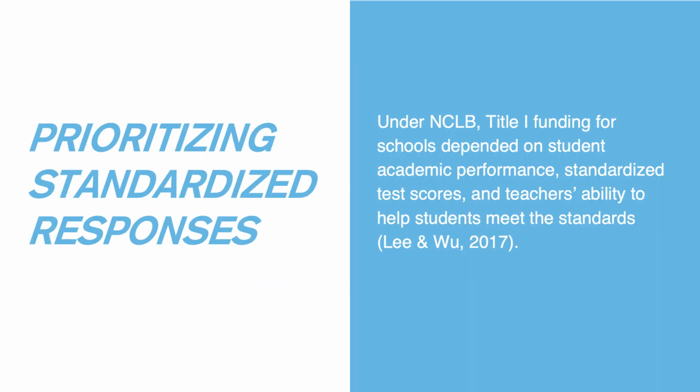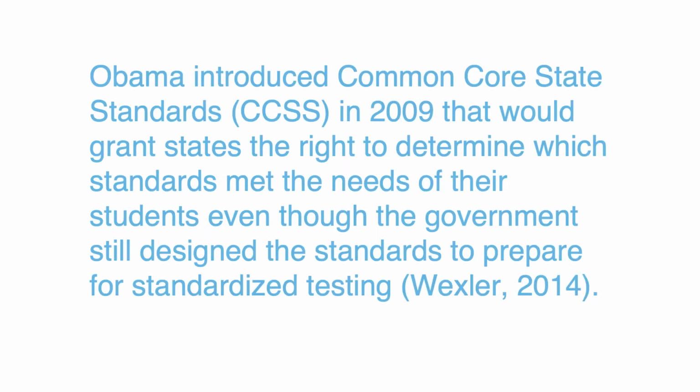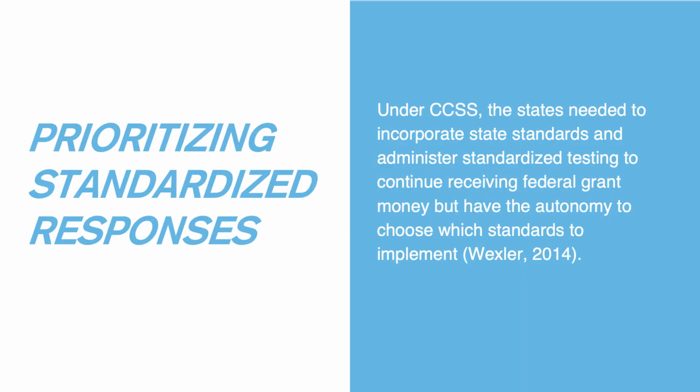Under NCLB, Title I funding for schools depended on student academic performance, standardized test scores, and teachers' ability to help students meet the standards. Obama introduced Common Core State Standards in 2009, which would grant states the right to determine which standards met the needs of their students, even though the government still designed the standards to prepare for standardized testing. Under CCSS, the states needed to incorporate state standards and administer standardized testing to continue receiving federal grant money, but have the autonomy to choose which standards to implement.